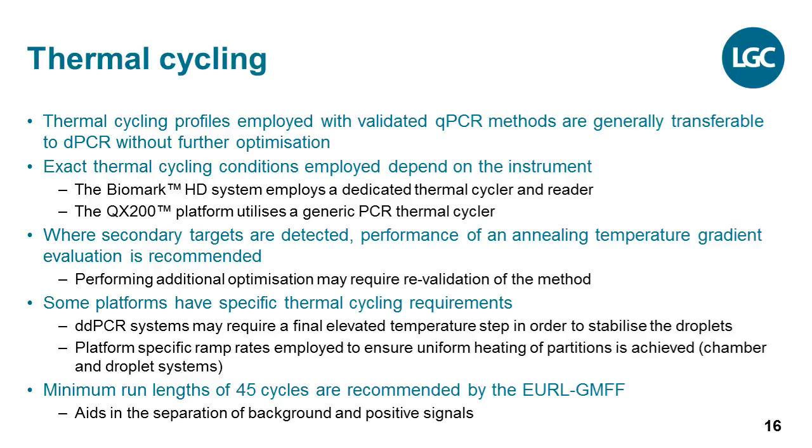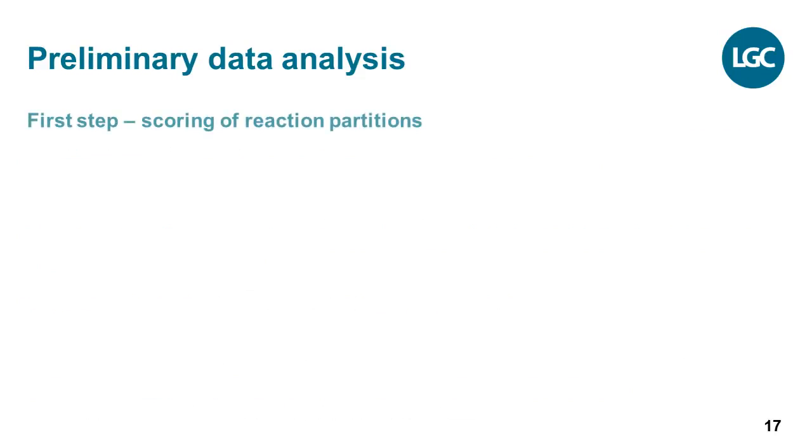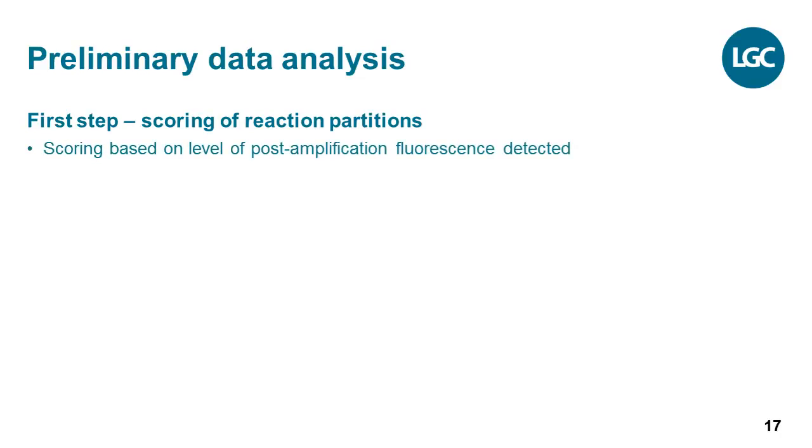This may aid in obtaining adequate separation between background and positive signals, which can assist in accurately classifying partition reaction status. The scoring of the reaction partitions post-thermal cycling is the first step in the digital PCR data analysis process. Scoring is based on the level of post-amplification fluorescence detected.